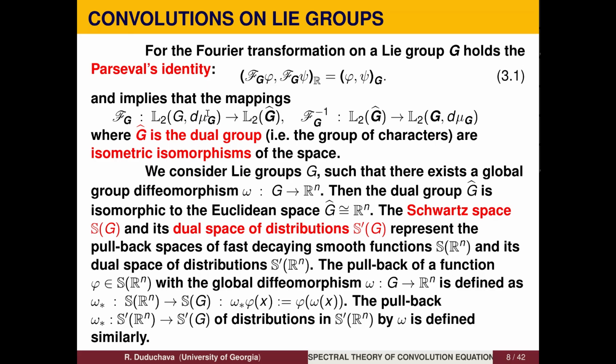The Schwarz space and the dual space of distributions represent the pullback spaces of fast decaying smooth functions and the space of Schwarz distributions. So pullback means you can map, you can transplant the functions from Rn to our group, since we have the isomorphism. It's written here with omega star. You can define any of these functions also on the group, as on Rn.